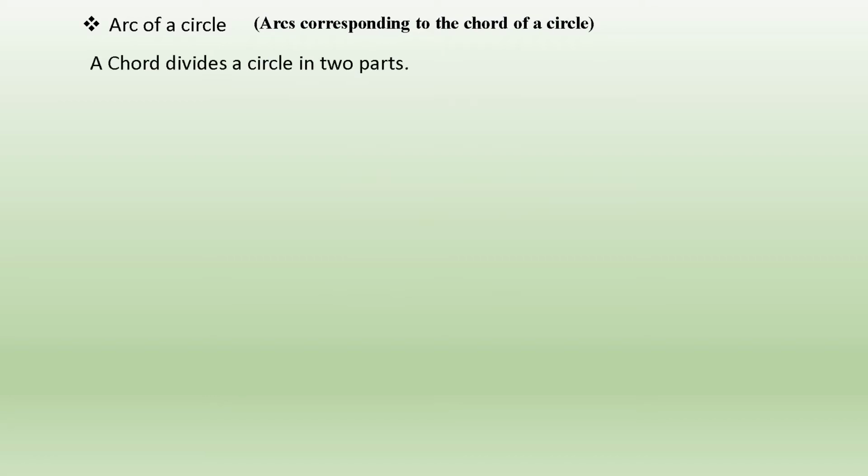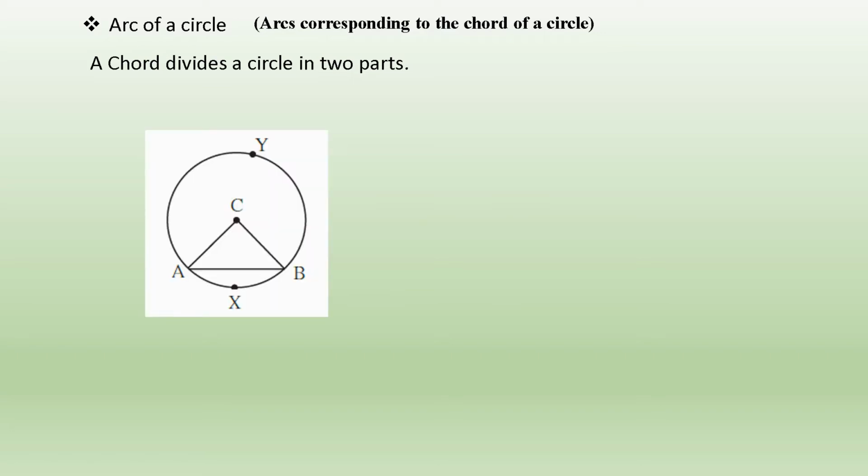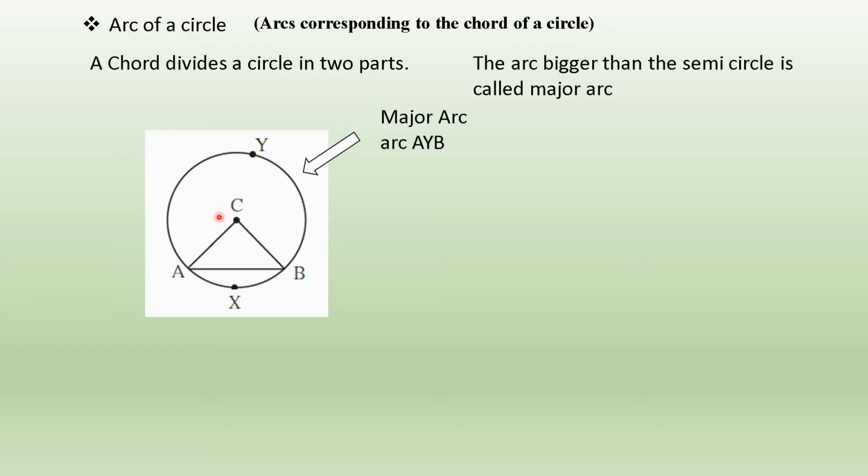Let us see what is arc of a circle or arc corresponding to the chord of a circle. First, we should know that a chord divides a circle into two parts. In this figure, chord AB is dividing my circle into two different parts. The first is the upper part and then the part which is below it. So this chord or any chord will divide your circle into two parts.